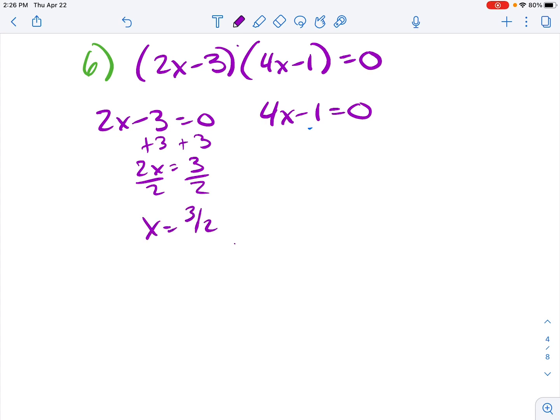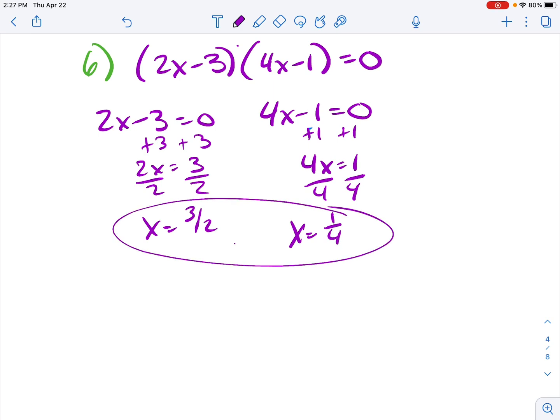There's one solution. Then on the other one, we're going to add 1 to each side. And then we're going to divide by 4 to get x equals 1/4. So there's our other solution. So some of these you are going to have to divide and do more than one step to solve. But that is solving by factoring.